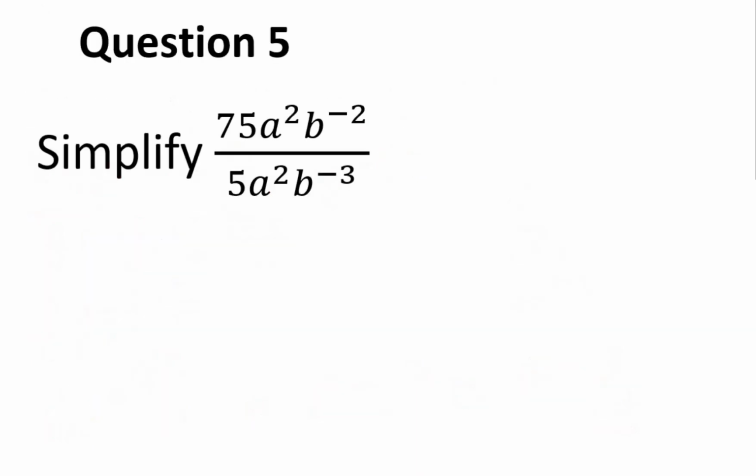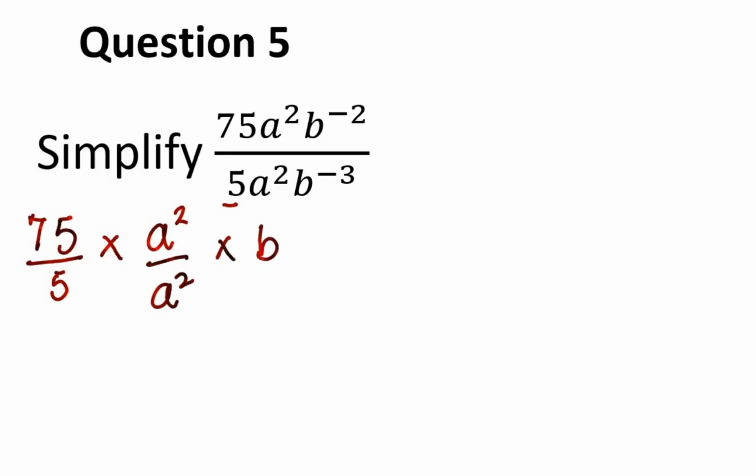Okay, let's take question 5. To solve this question, I'm going to sort them according to kinds. 75 divided by 5, times a squared divided by a squared, times b to the negative 2 divided by b to the negative 3. 5 into 7 is 1 remainder 2, and 5 into 25 is 5.